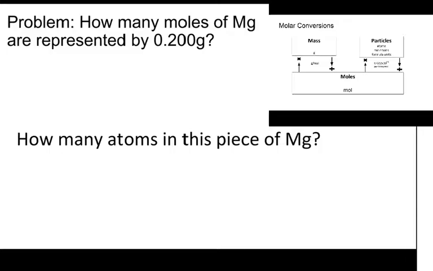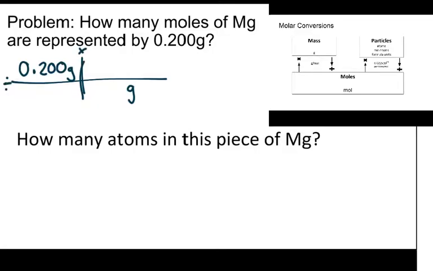Okay, so how many moles of magnesium are represented by 0.200 grams? Just like the conversions we've done so far, you always want to write your given first. So 0.200 grams. And just like the conversions so far, we want to put the grams on the bottom because we want grams to cancel out. So grams divided by grams. Remember, this line means divide, this line means multiply.